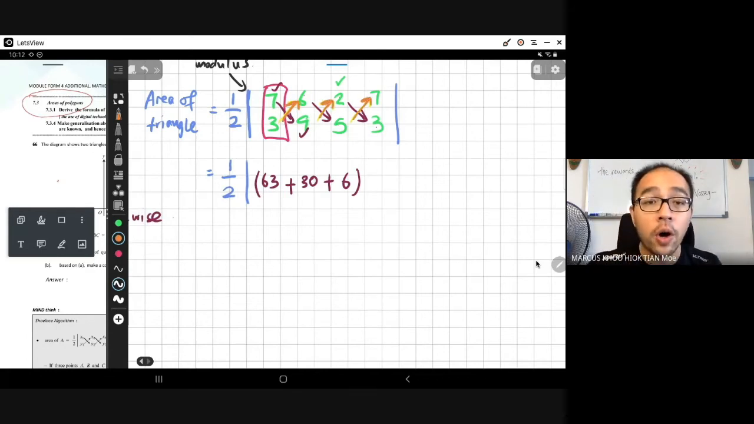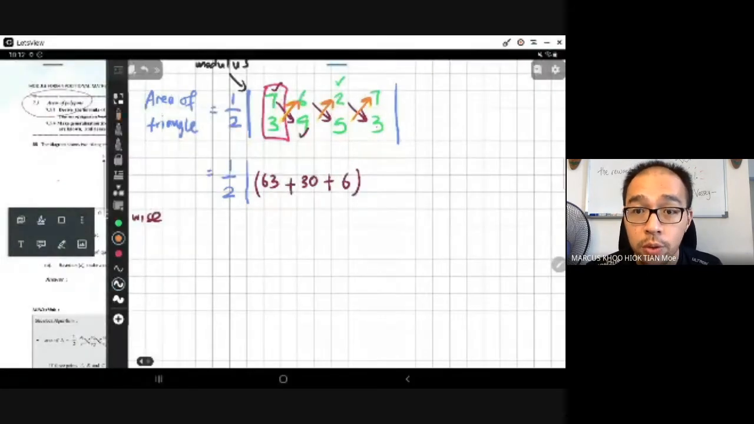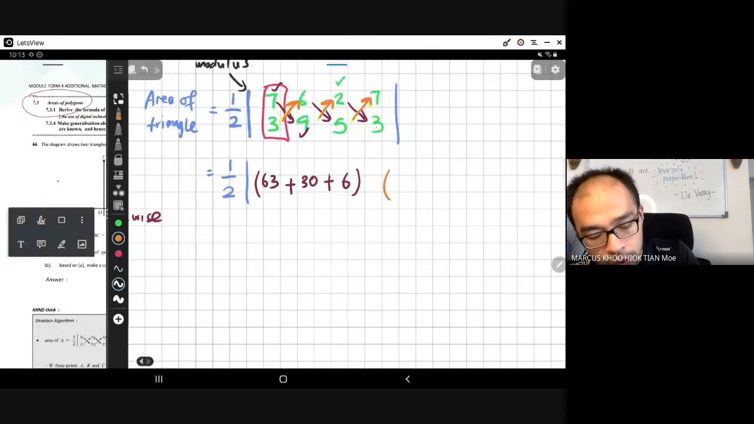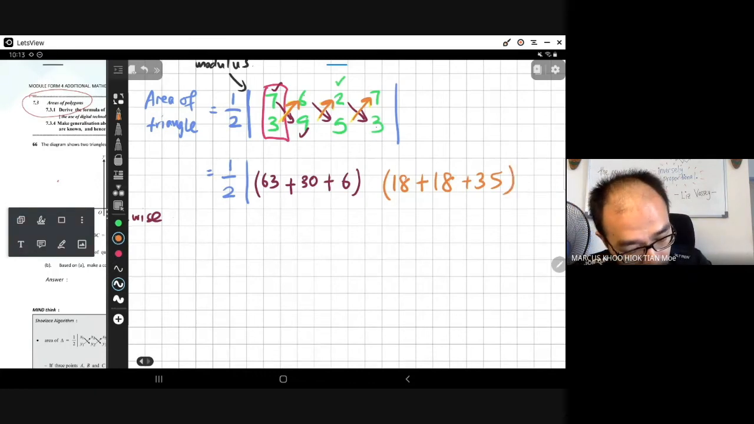Okay, so the orange group, we do the same thing. We multiply and we put another bracket. So 3 times 6, 18. Plus 9 times 2, 18. Plus 5 times 7, 35. Okay, like this. And then you close the modulus.